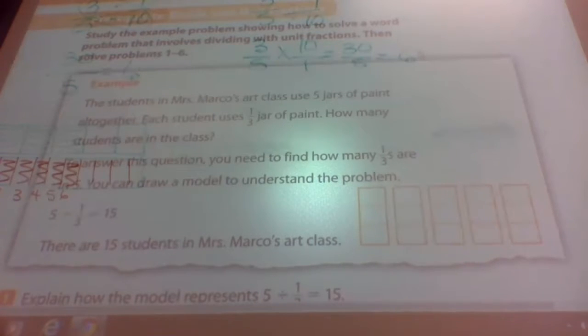All right, now let's look at page 67. All right, it says divide with fractions. Page 67.